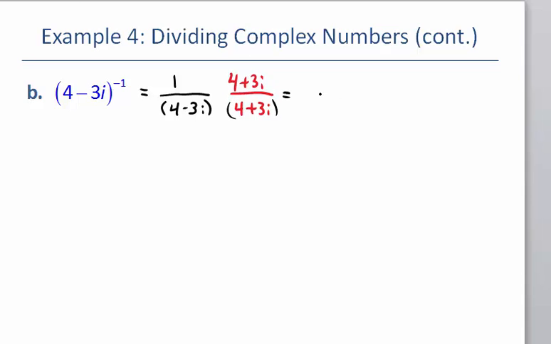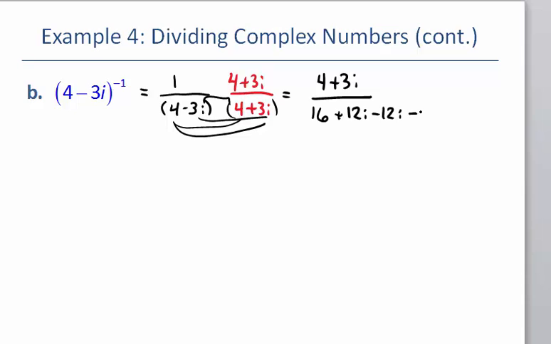Now the top is easy because it's going to be 4 plus 3i times 1. So the top is not going to change. The denominator we're going to use our FOIL method for. So first times first, 4 times 4 is 16. Outside will be 12i. Inside will be negative 12i. And the last will be minus 9i squared.